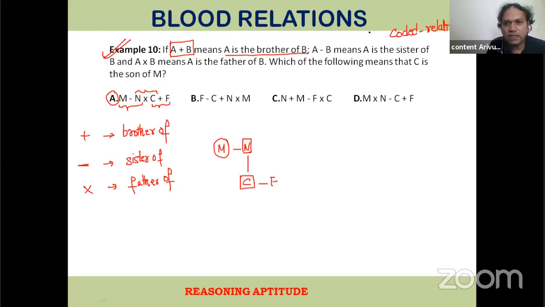Now, which of the following means C is son of M? Definitely A is not correct, because in this particular answer option, C is the nephew of M. You see, M is C's father's sister. So I have shown you how to make the family tree for answer option A. Quickly make the family tree for answer option B, C, and D. Quickly. And then tell me what is the answer. Those who have done, very good. Those who have not done, please make. Focus on learning.